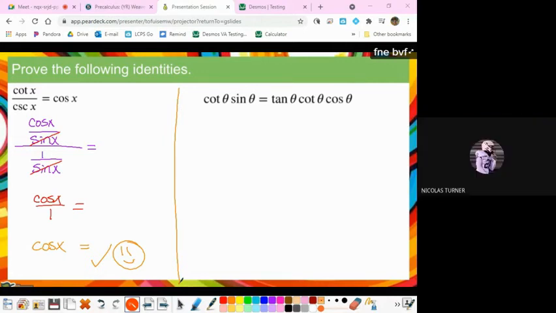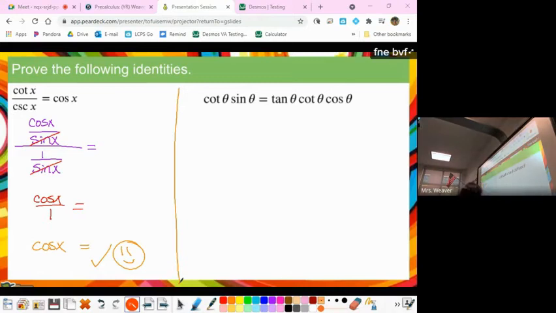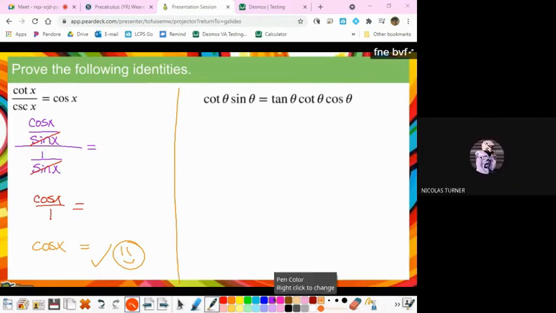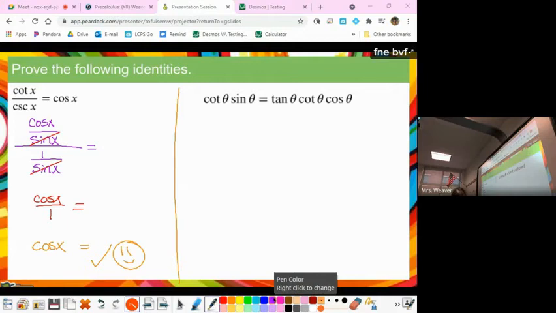I can try. Okay, let's do it, Nicholas. What you got? So cotangent is cosine over sine x. You're going to work the left side?